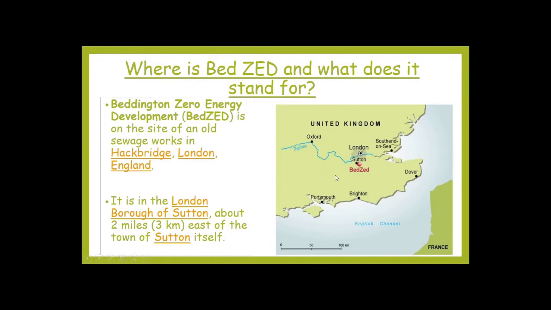And what we can see here is the southeast area of England. We've got London there, the capital city, and then just outside to the southwest of London we've got an area called Sutton, and BedZ is right there. Okay? It's within commuting distance of really good jobs in this area, which makes it a very desirable area to live in.